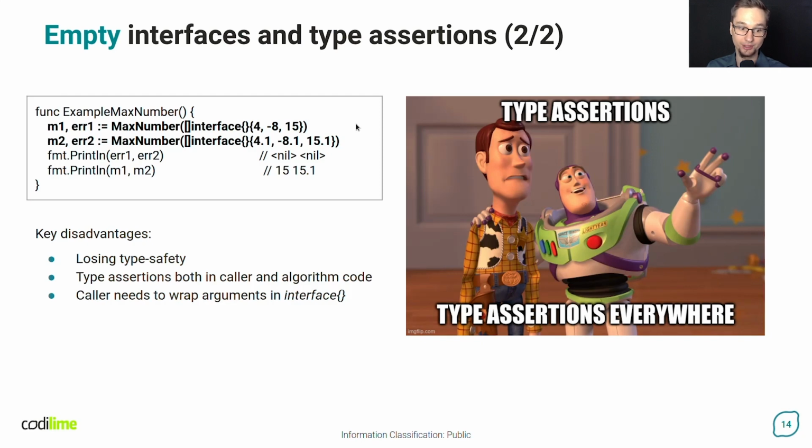There are also other disadvantages. We lose type safety, and there might be bugs in the algorithm because of that. And basically, those type assertions hurt readability a little bit.